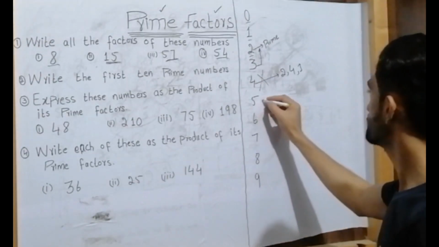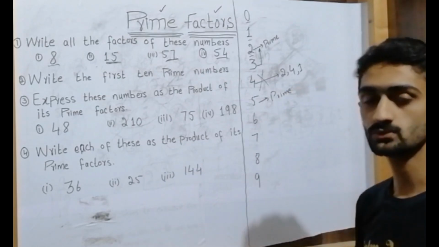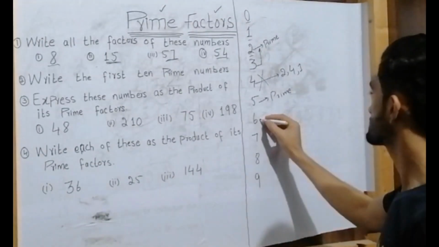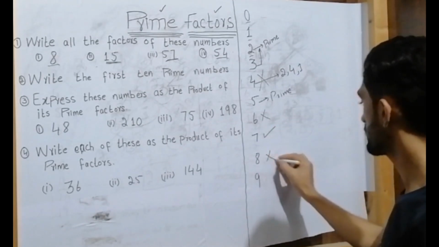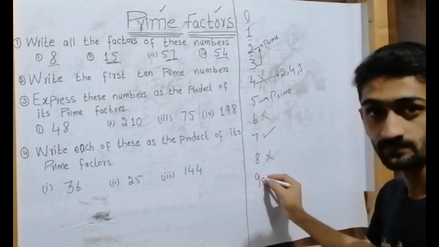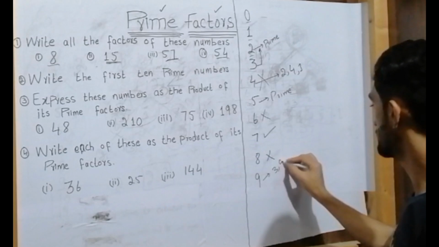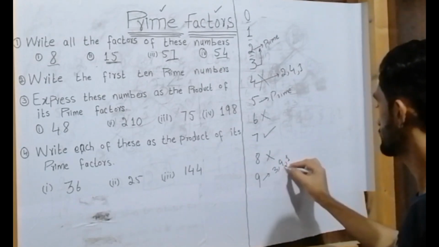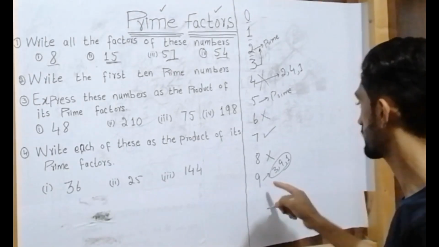5 is also prime. And why is it prime? It's your task to think over it. 6 is not prime. 7 is prime. 8 is not prime. And 9 is also not prime. It is odd. The factors of this are 3, 9 and 1. So there are multiple factors of this digit, so it is not prime.